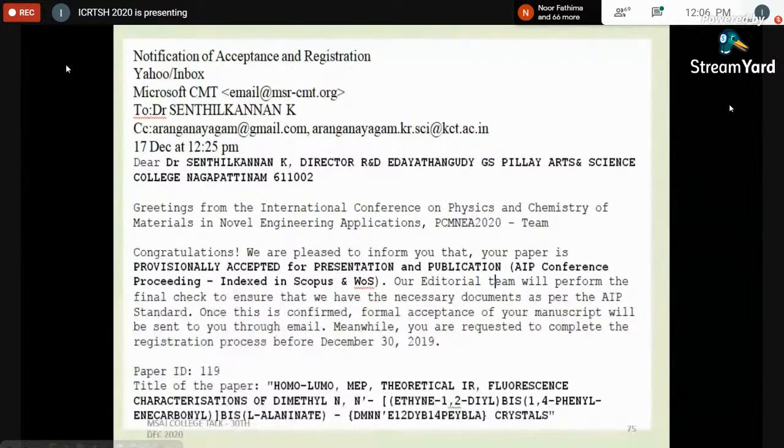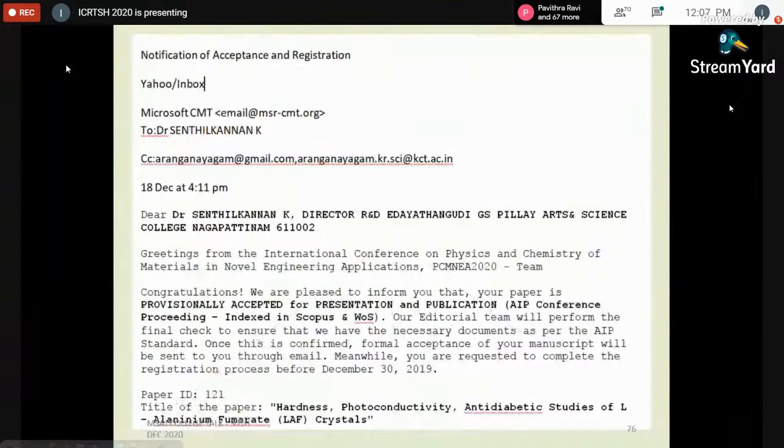This is another one, theoretical calculations of this particular crystal. Thanks to one of my best collaborators, because he has done the theoretical work. Calculations he has given, and I have written the paper. Next slide, please. This is another paper. LEAF crystal hardness was previously said to be not studied, so we have studied it and published in the AIP conference proceedings. It's one of the MSc students' projects. Next slide, please.